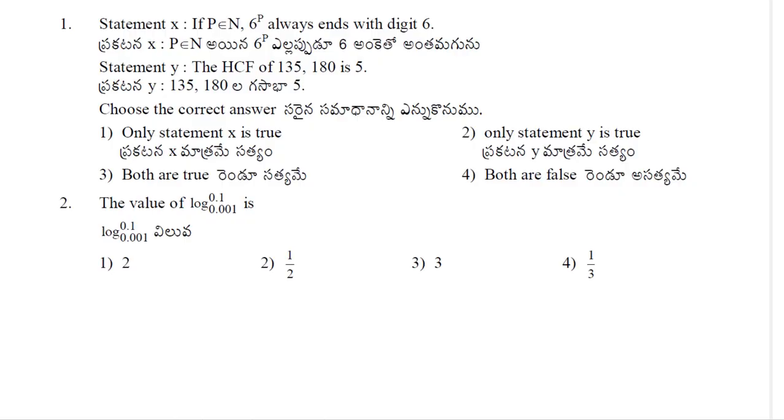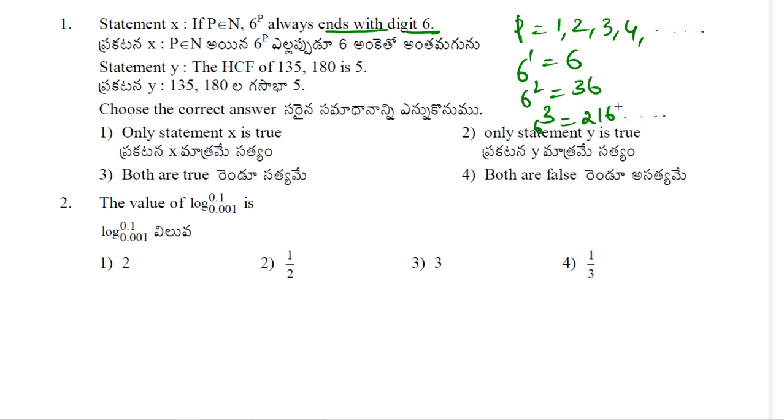First question. Here we are given two statements. Statement X. If P belongs to N, 6 power P always ends with digit 6. P belongs to N means P is 1, 2, 3, 4, 5 and so on. Now 6 power P, that means 6 power 1, 6 power 2, 6 power 3 and so on, ends with the digit 6. So 6 power 1 is 6, 6 square is 36, 6 cube is 216 and so on. If you observe, all these values end with the digit 6. So this is correct. So statement X is true.